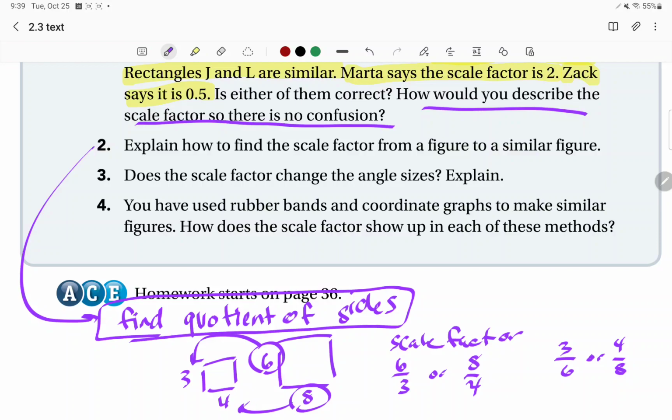Number 3, does the scale factor change the angle sizes? No. As long as every side is being multiplied by the same value, no, it's not going to change. It just changes the size, but it does not change the shape because we're multiplying everything by the same number. All the sides are being multiplied by that same scale factor. So that is your explanation.